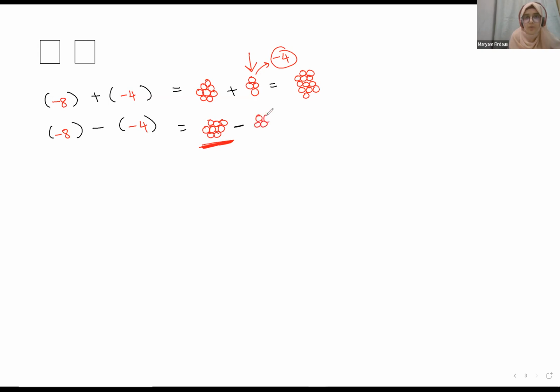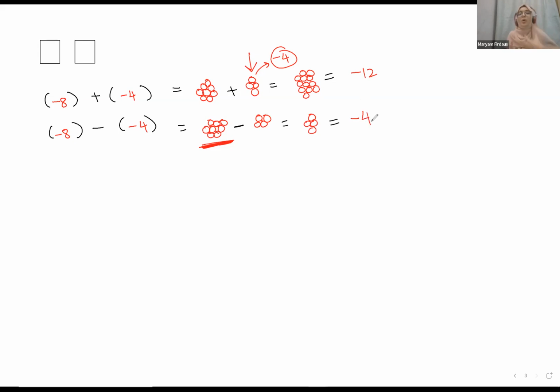1, 2, 3, 4. So from this blob of so many red balls, I am taking away 4 red balls. So I will be left with how many red balls? -4. Yes. So I will be left with 4 red balls, right? And what does this 4 red balls mean? This means, let me write over here as well, this means -12 because these are red balls. So that's why it's negative. And this is -4. Is that clear?